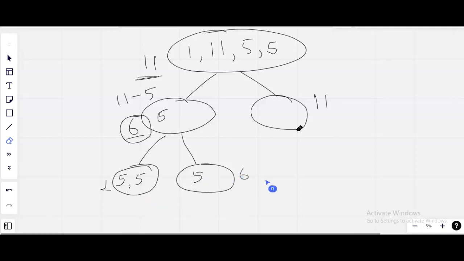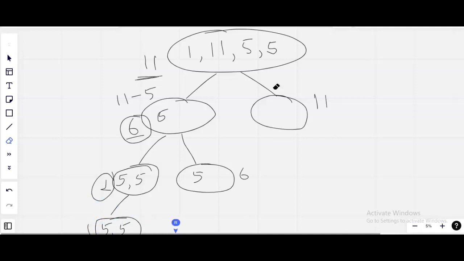Next element, 11. Can we take 11? Because our target is 1 only, we cannot, because it will exceed our limit, and we don't want that. We want anything which is equal to 11. So here we have only one choice, to simply ignore 11. So only 5, 5 and 1. Now the last case.